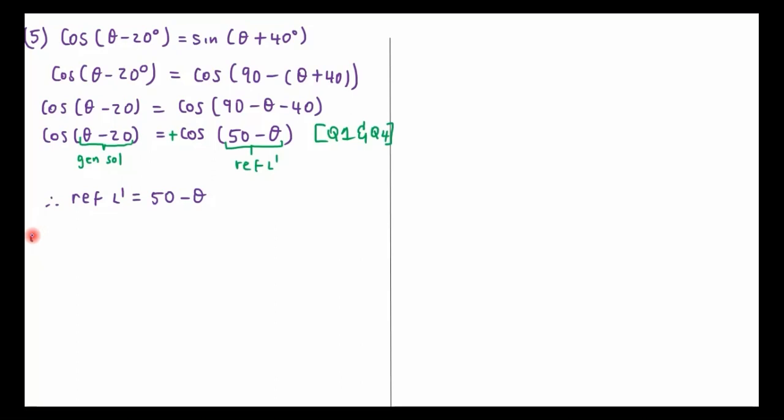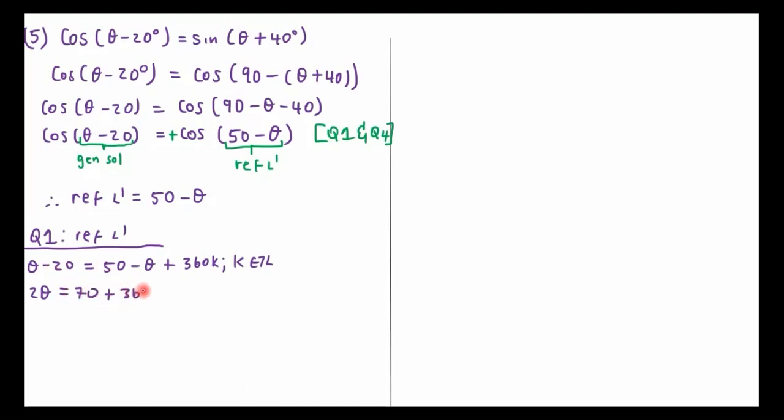Then from there I'm going to go straight into my first quadrant. First quadrant is the reduction of reference angle, so now I'm going to go to the general solution. What is the general solution? It is this angle, which is theta minus 20. So theta minus 20 is going to be equal to 50 minus theta plus the period for cos, which is 360k, where k is an element of integers, and then I'm going to solve for theta. Take this minus theta, bring it across, gives me 2 theta. This minus 20 across gives me 70 plus 360k.